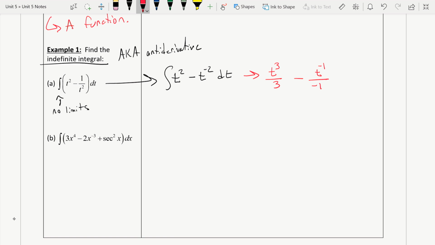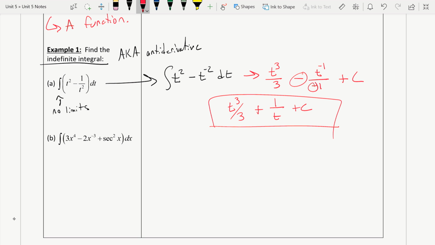And then, like we talked about in the last section, we really need to account for the fact that there could be a constant c. If we were to then re-derive this and get back to where we started, it doesn't matter what that constant is, but there would have to be one in the antiderivative. So my final answer is going to be t cubed over 3, plus 1 over t, or you could say t to the negative first power, doesn't matter, and then plus c.